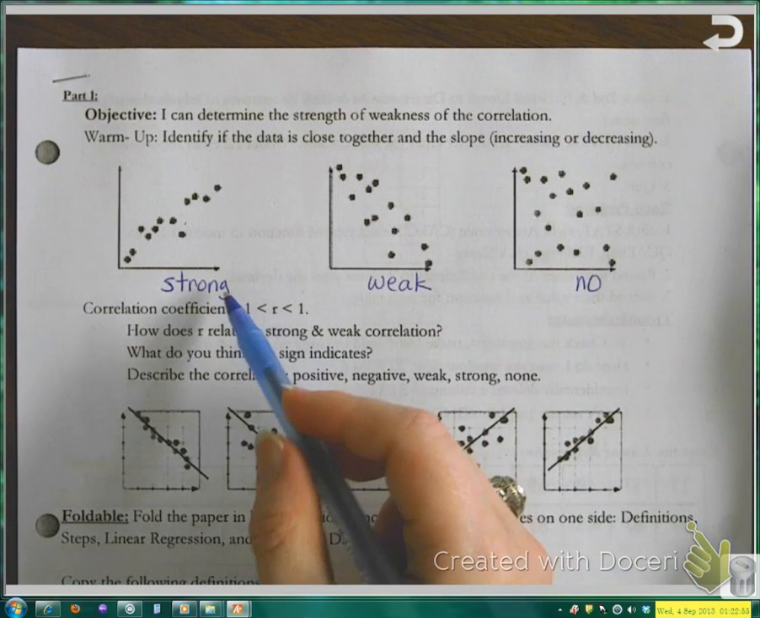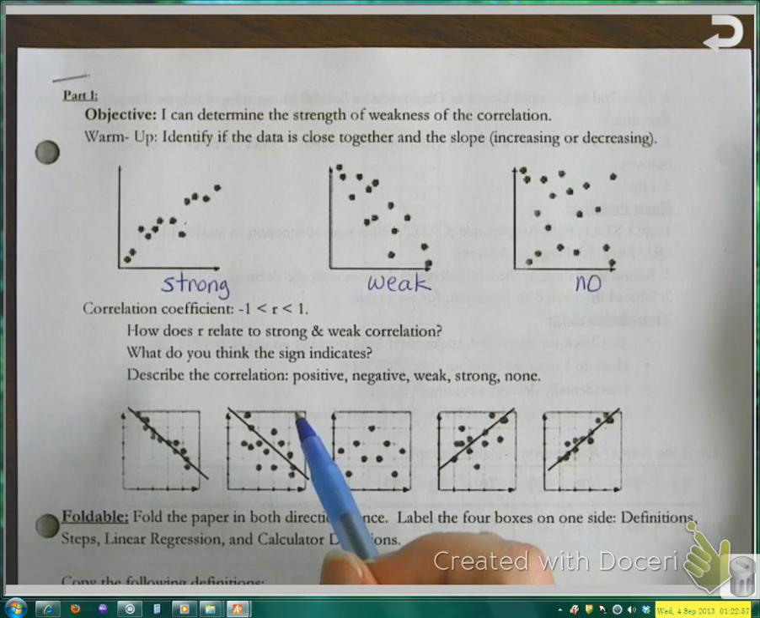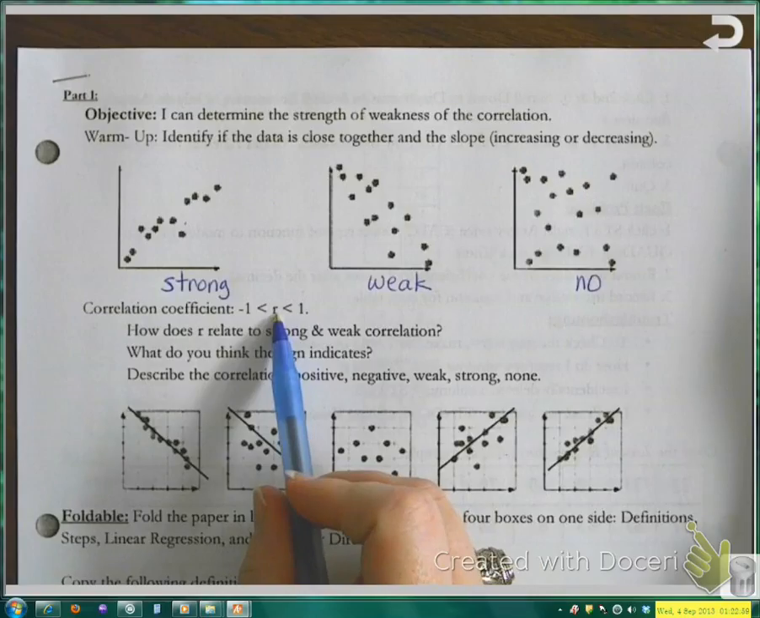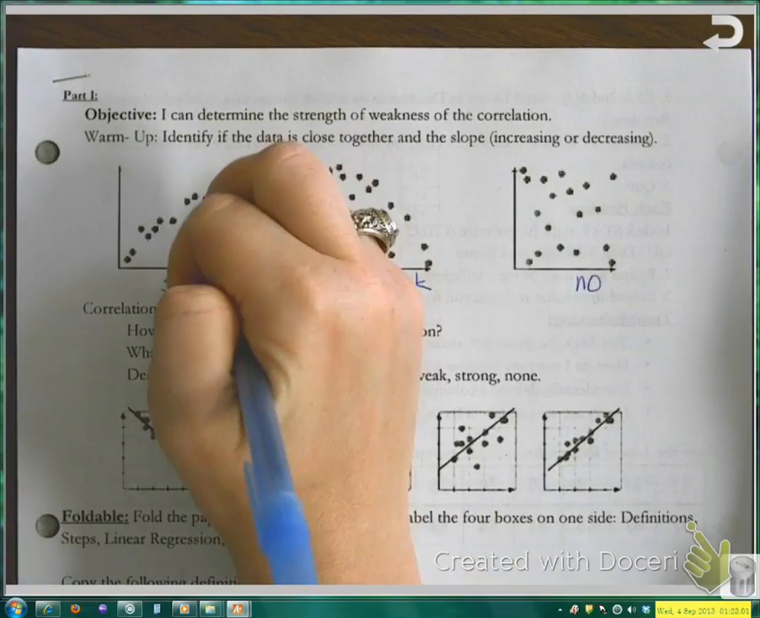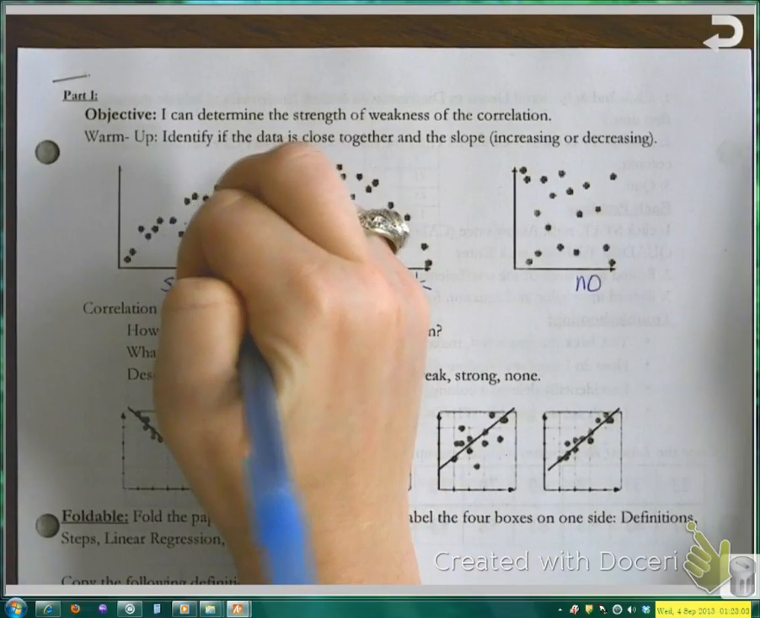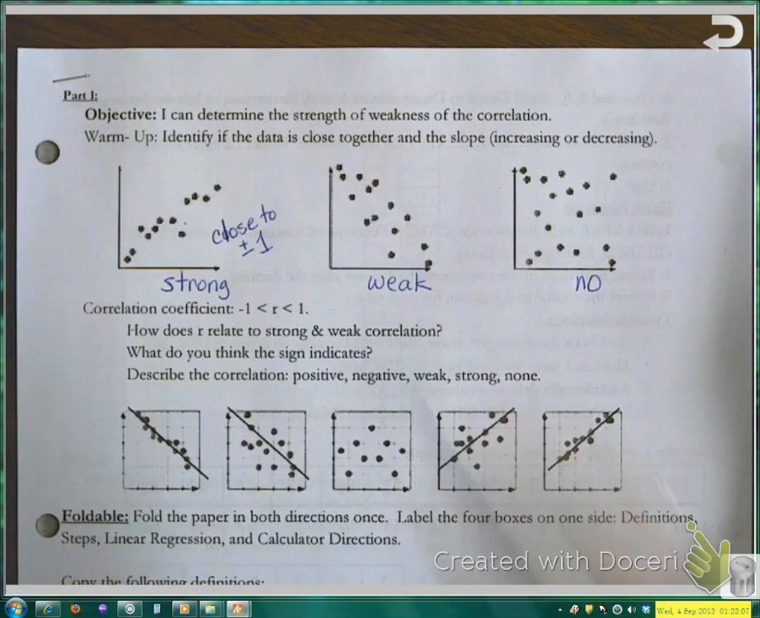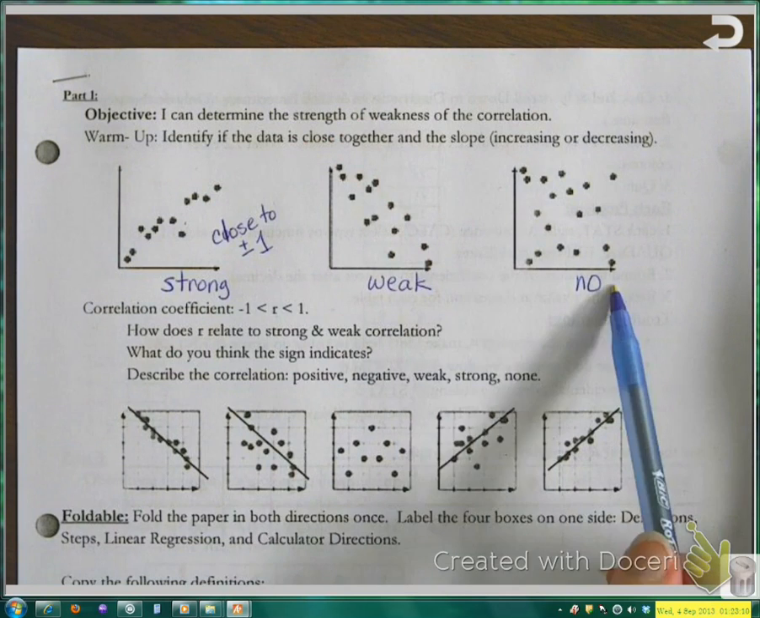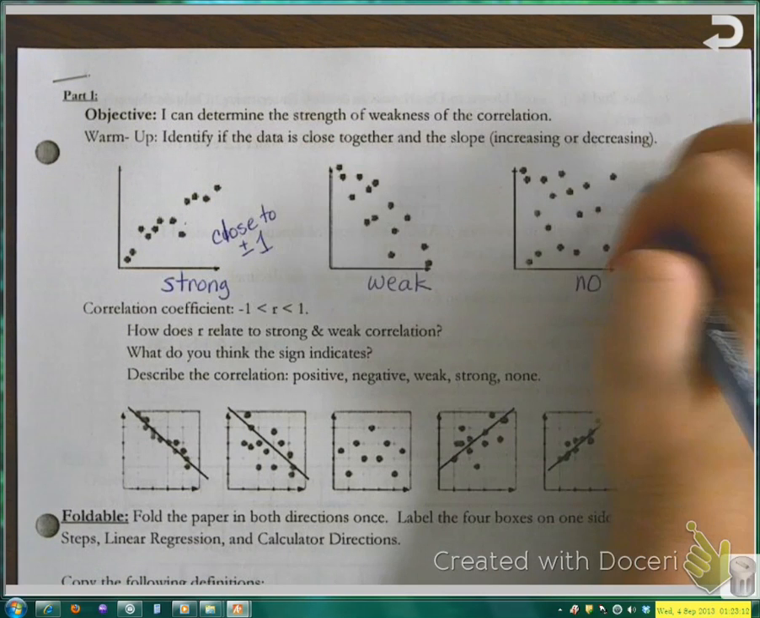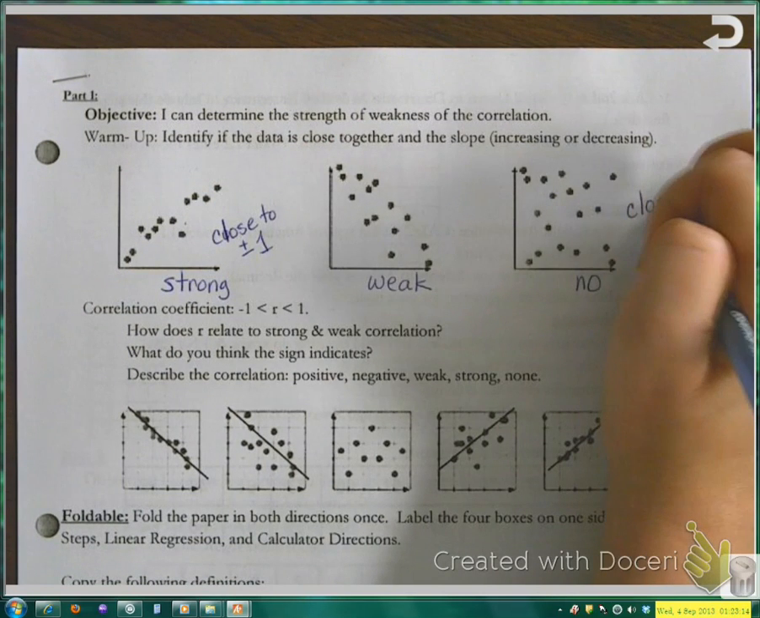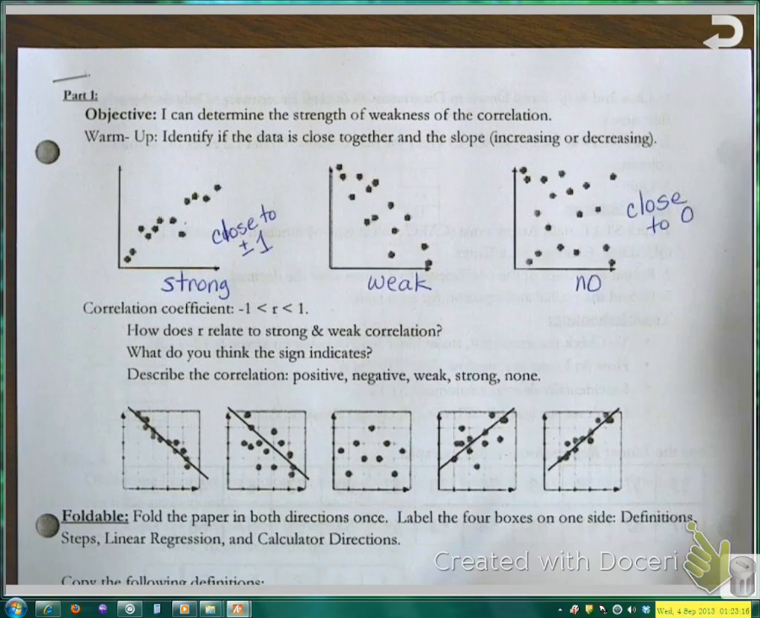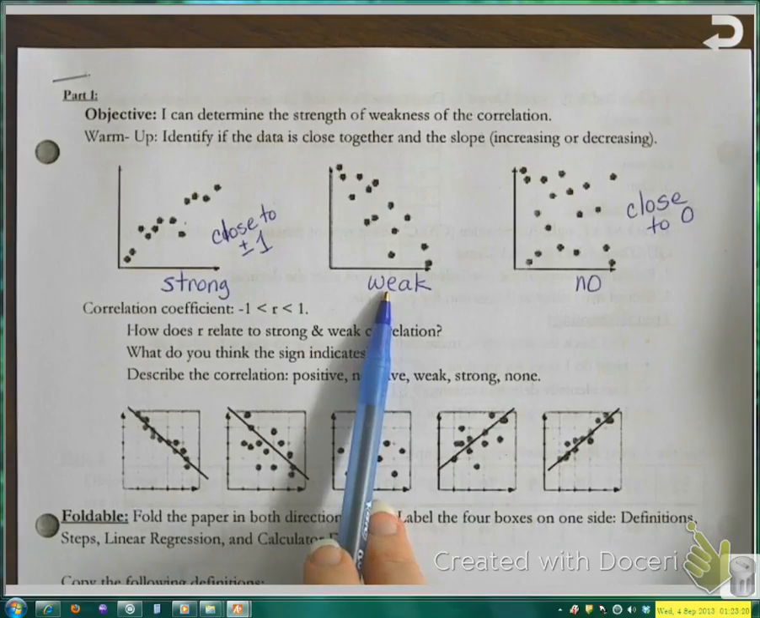Now your strong correlations, in relation to our correlation coefficient, are going to be very close to 1. So this is close to 1, plus or minus. It could be positive or negative. If there's no correlation, then it's going to be very close to 0. In between, this could be 0.7, 0.8, 0.5. So that's our strong versus weak.